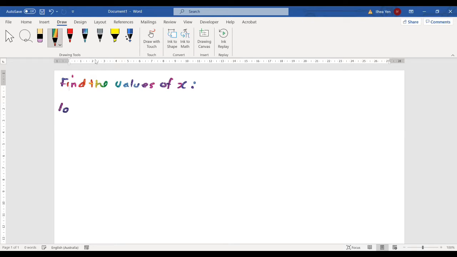So log base 2 of 32 plus log base 2 of 16, all over log base 2 of x, equals log base 2 of x. Now that looks a little bit complicated, but I told you it's going to be complicated. But anyway, there's a couple of ways we can do this.